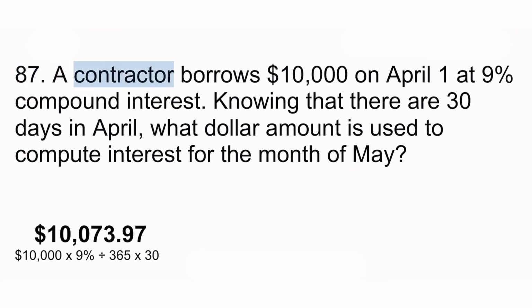87. A contractor borrows $10,000 on April 1 at 9% compound interest. Knowing that there are 30 days in April, what dollar amount is used to compute interest for the month of May? $10,073.97. $10,000 x 9% divided by 365 x 30.